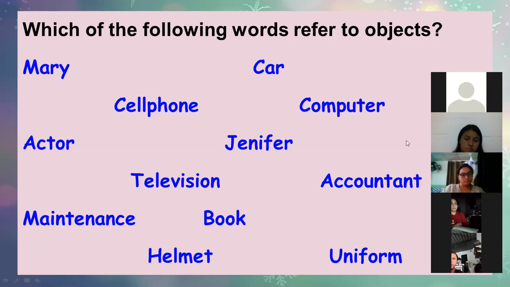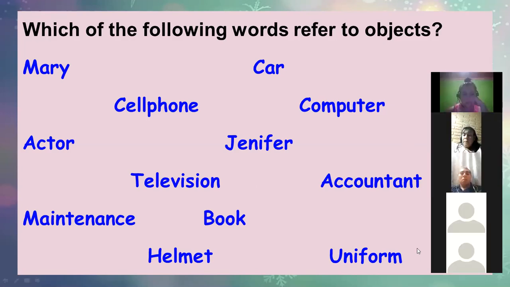Now, Zulma, give me an example of an object. What is an object? Cell phone. Cell phone, okay. Eunice, another object that you can see? Book. Book, okay. Irene, another object? Helmet. Okay, good. Eric, another object? Computer. Alexander, another object? Television. Television, okay.